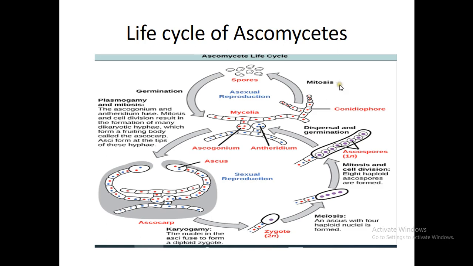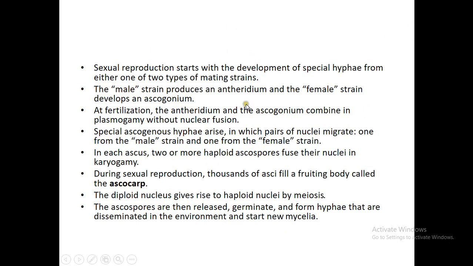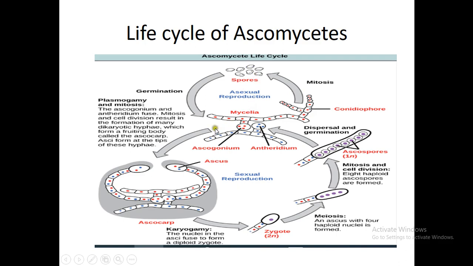As you can see here, the asexual reproduction is quite straightforward and simple, as the mycelia will grow conidiophores, and in these, by cell division, it will produce conidia. These spores will again germinate into new mycelia. Now, if we talk about sexual reproduction, it involves the fusion of two different strains, one male and one female. The male hypha is known as antheridium, and the female hypha is known as ascogonium.